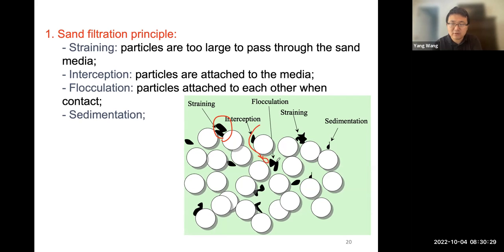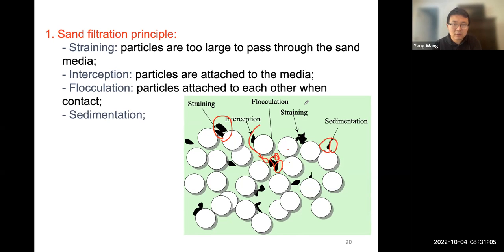There's also flocculation. Flocculation means that the particles are capturing each other. So you have larger chunks of particles, and if other particles pass by, instead of getting captured by the sand particles, they get captured by these suspended solids that you already deposited in there. There's also sedimentation. Sedimentation is just gravity, right? The particles are too heavy, so they just settle down by gravity and collide in there. Okay, so these are the 4 different mechanisms in terms of sand filtration.